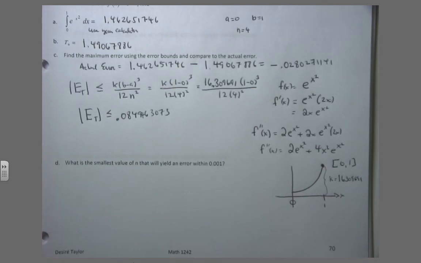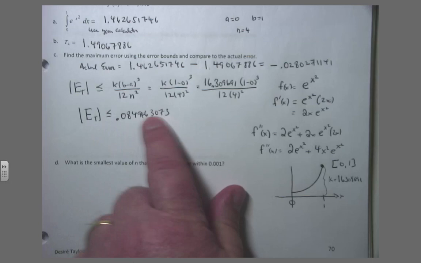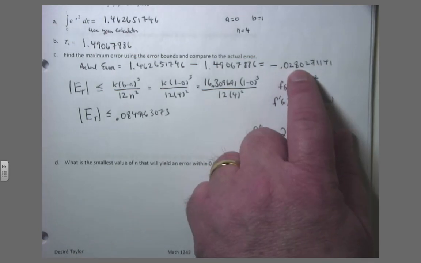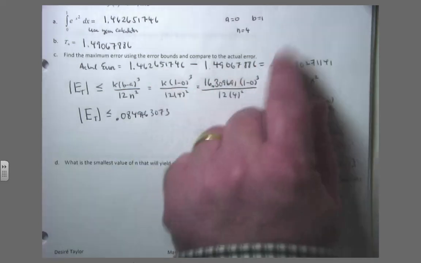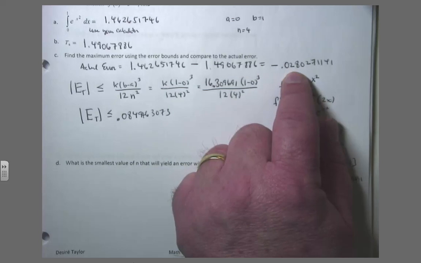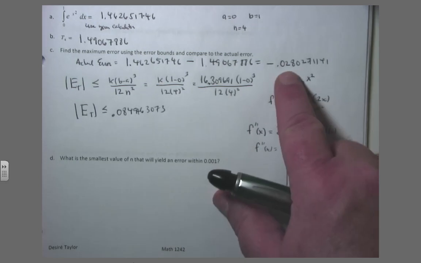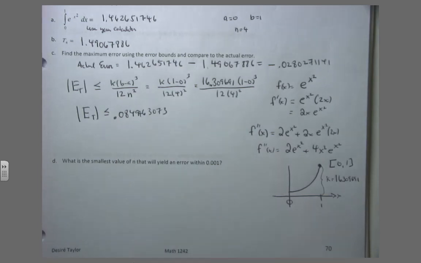My question is this. Is the actual error within this? Now remember, the bounded error does not have a plus or minus on it because it's an absolute value. So this number will always be positive because K is always positive. However, here's the deal. The actual error was negative 0.028, but in terms of how much off it is, just take the absolute value of that, it's 0.028. That's the actual error. This formula says that the error will be less than or equal to 0.084. Is 0.028 less than 0.084? Yes, it is.